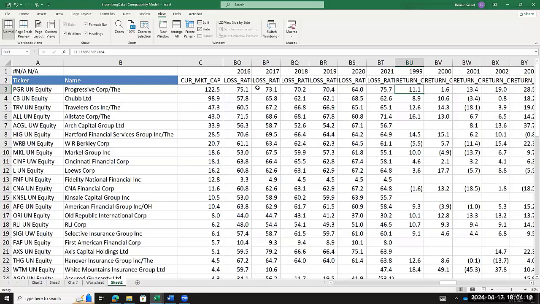But if you look at Progressive versus, we have to find a homeowners company like Allstate. So with a firm like Allstate, you'll notice in the combined ratio, Harvey, Katrina really hit.